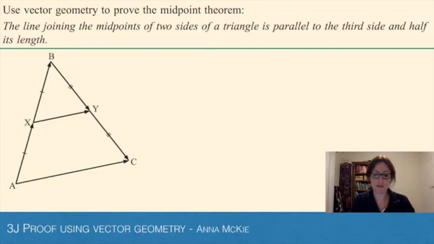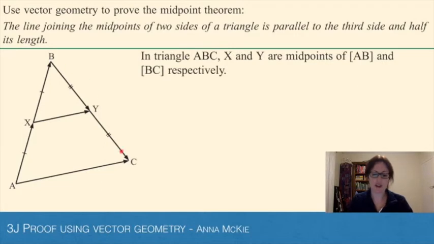So if we were to join the midpoints of two sides, we've got side AB here, here's our midpoint X, and we join that to the other side, and the midpoint of BC is Y, then XY is parallel to the third side down the bottom here and half its length. And that's the midpoint theorem. So we can't use the facts that they're parallel or anything like that. That's the bit that we have to prove.